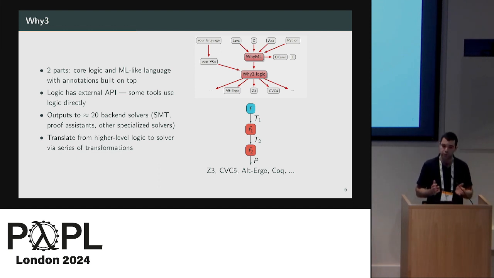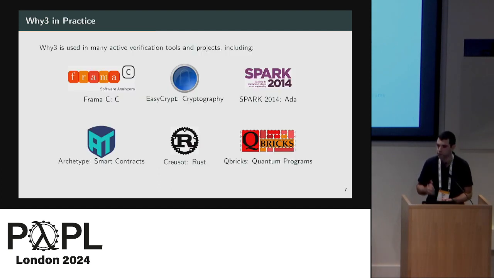And the way that this works broadly is that Why3 will translate these formulas via a series of transformations, which you can think of basically as functions from formulas to formulas. Depending on the exact set of features that a solver supports, the exact transformations will vary. But the idea is that a verified Why3 involves verifying the soundness of these transformations. Why3 is used in lots of verification tools. I show here just some of the more recent and notable ones.